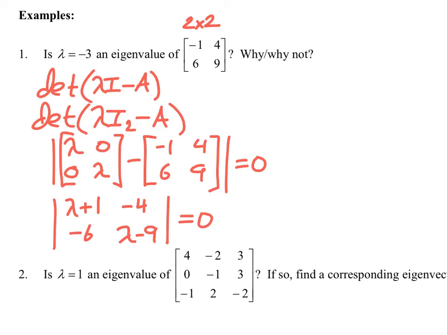So each one of these expressions should be parts of equations that are equal to 0. All right. So if we solve this characteristic equation, what we'll have is the set of eigenvalues, if they exist.